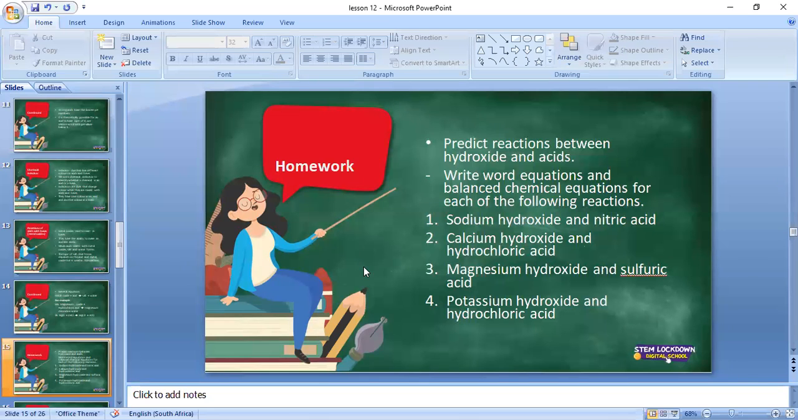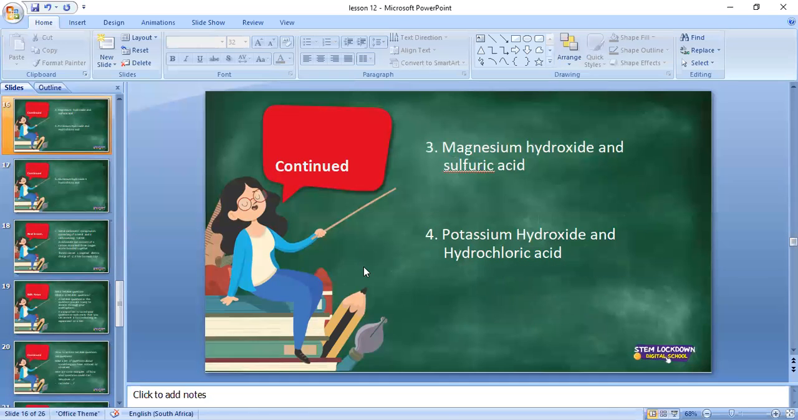You need to know how to balance an equation after this. Then you've got magnesium hydroxide and sulfuric acid as your homework. Let me do this one for you, grade nines. Can I do this one?